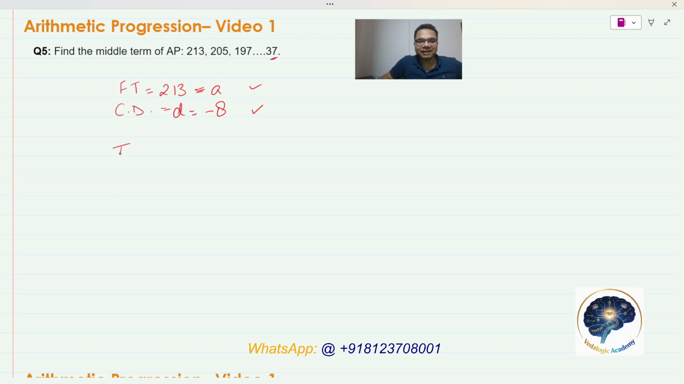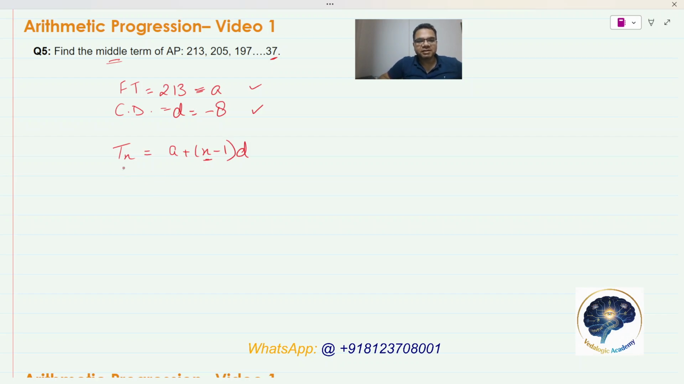Let's say that this is again Tn, and Tn is nothing but a plus n minus 1 into d. So we have to find the value of n here, and then only we will be able to find the middle term. For finding the middle term, we are taking two different steps here. First, let's find the length of the AP, then find out the number of the middle term, and then the actual value of it.